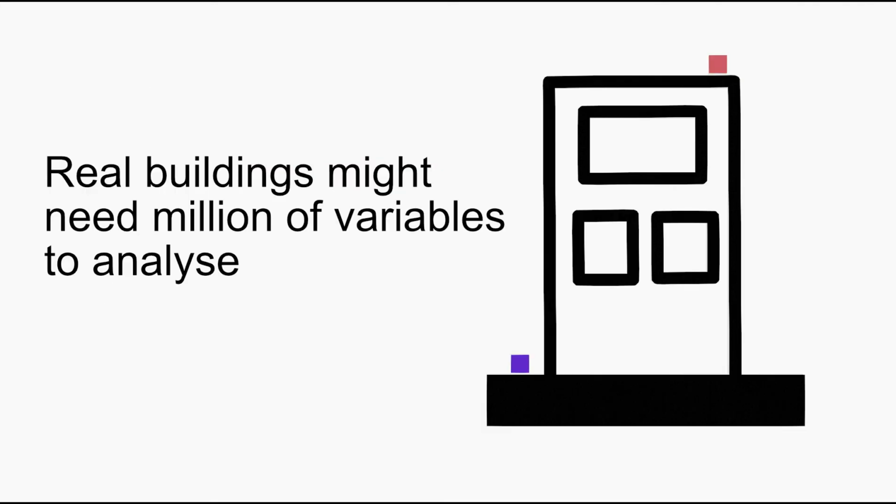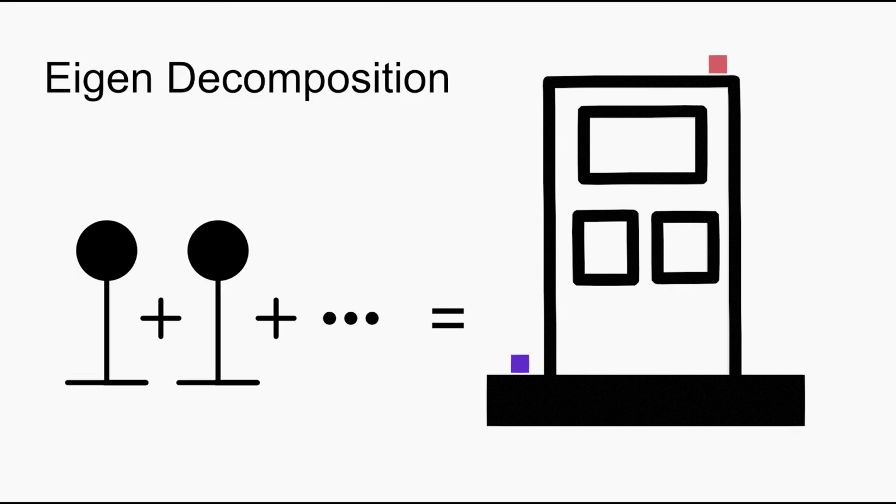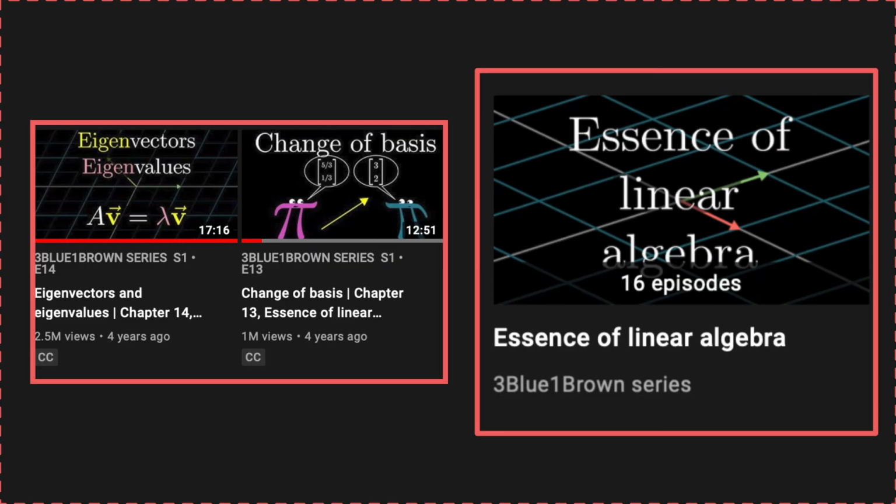In reality, the buildings are not as simple as the ball with a stick model. They are complex and require thousands if not millions of degrees of freedom to describe their response. To apply the concept of response spectrum for their analysis, they are first decomposed to multiple simple configurations with the help of eigen decomposition, which is a topic for a separate video.